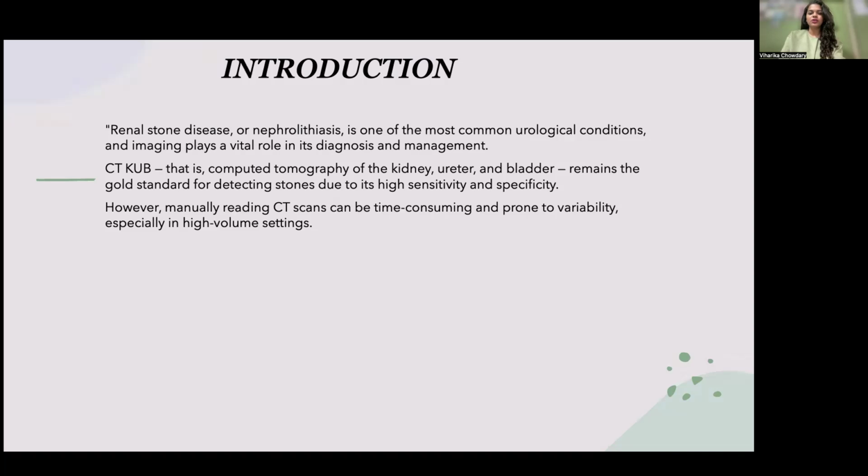Renal stone disease is a common urological condition where CT KUB imaging remains the gold standard for diagnosing due to its high accuracy. However, manual interpretation of CT scans can be time-consuming and very inconsistent. This is where AI, particularly deep learning, steps in, offering rapid, precise detection of stones, including details like size, location, even composition using Hounsfield units. This study evaluates AI's capability in detecting renal stones in CT KUB with a focus on localization and HU-based composition analysis.